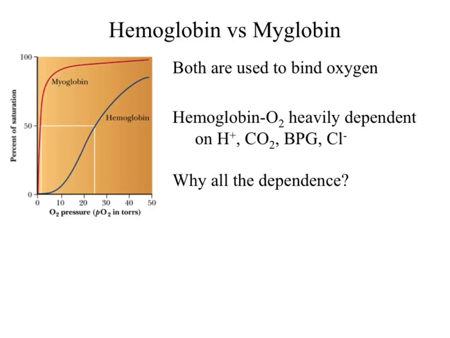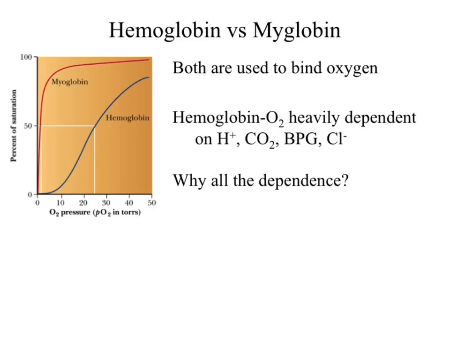Both of them are used to bind oxygen. So what we can do is take a look at some graphs. We've got two curves here. Okay? One's for our hemoglobin, one's for our myoglobin. If we take a look at those two curves, both are used to bind oxygen. What information can we interpret from these two curves? So we could look at saturation amounts.